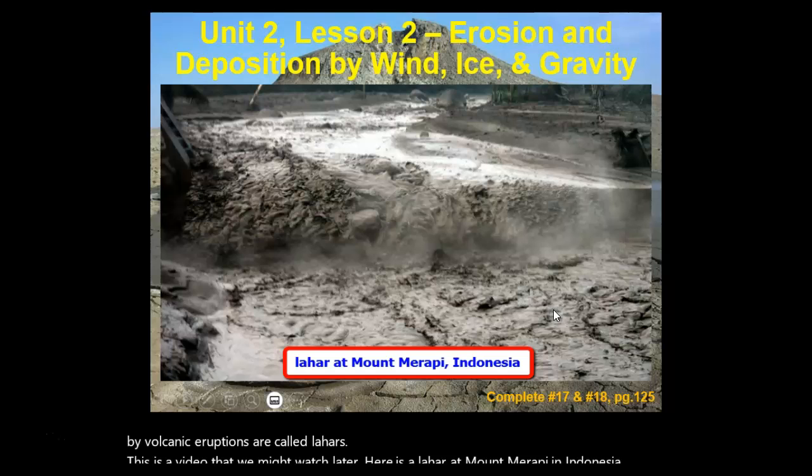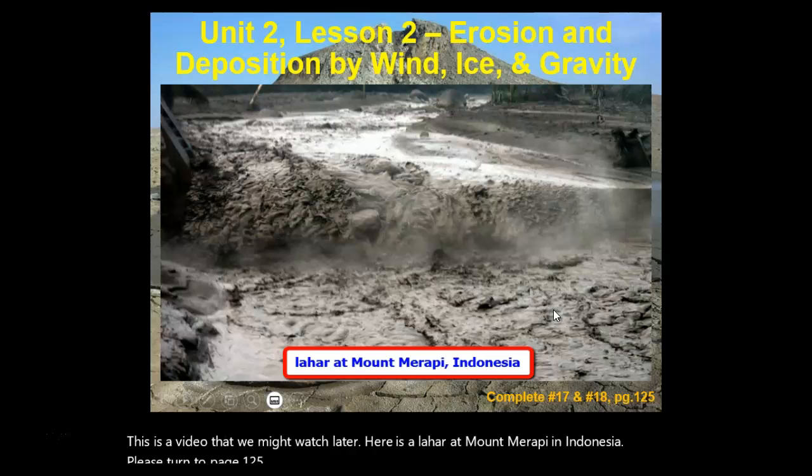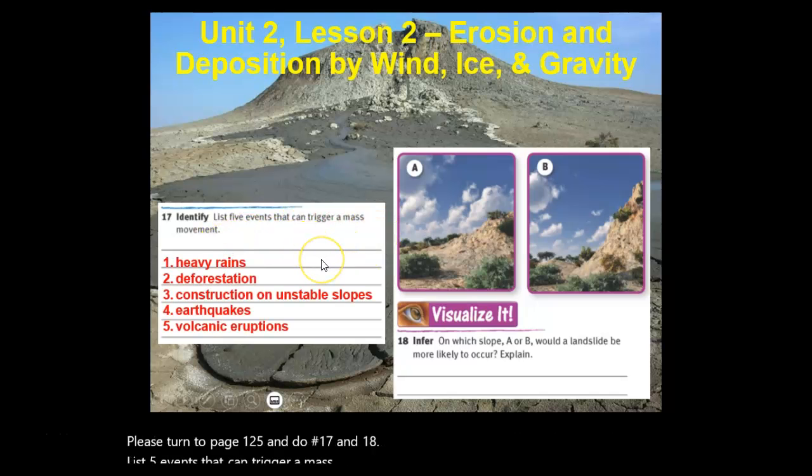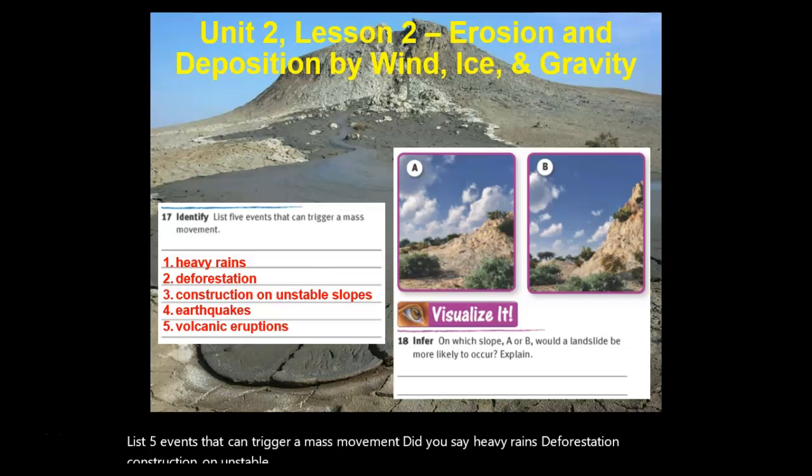Please turn to page 125 and do numbers 17 and 18. List 5 events that can trigger a mass movement. Did you say heavy rains, deforestation, construction on unstable slopes, earthquakes, and volcanic eruptions? If so, great job. If not, write down the correct answers. Now let's look at number 18.